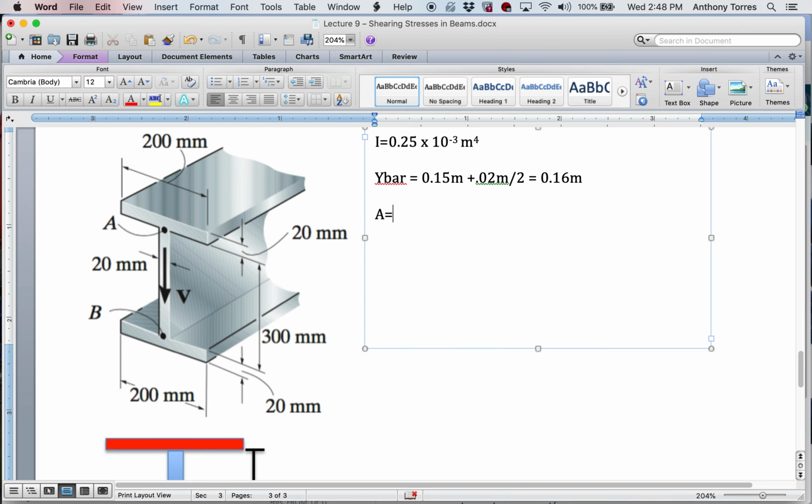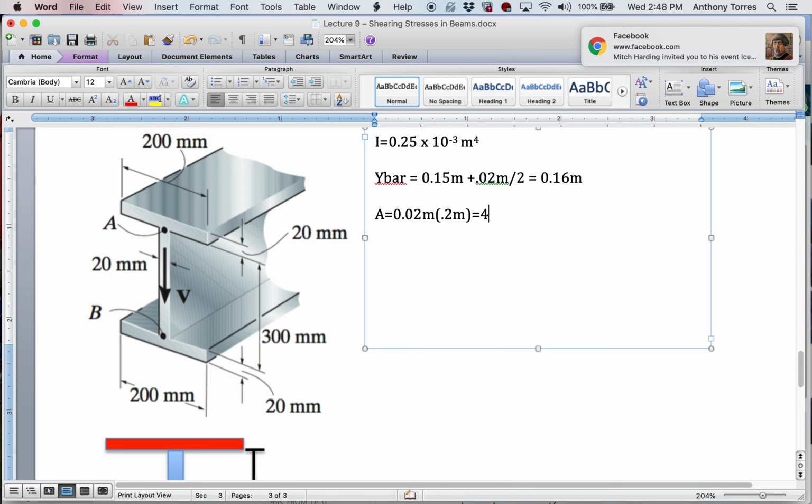And then the area of that little guy is just going to be 0.02 meters times 0.2 meters. I just got this information. It's 200 millimeters long, and that gives me the 0.2. This one should be 0.02. So this is 0.2 long, and then its width is 20 millimeters, which is 0.02. So I do that, and this gives me 0.02 times 0.2 is 4 times 10 to the negative third.